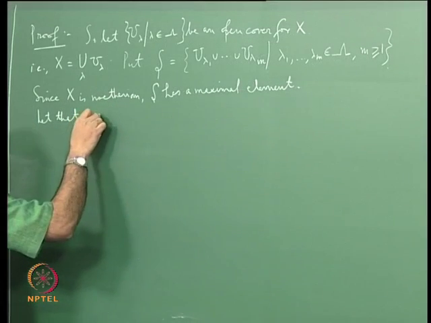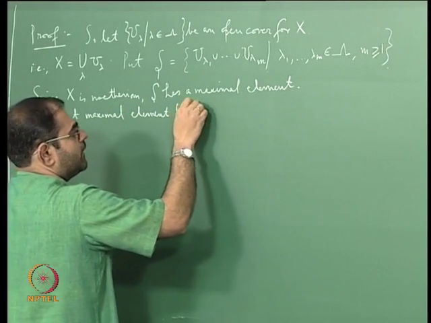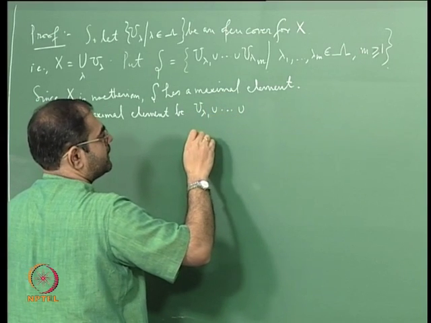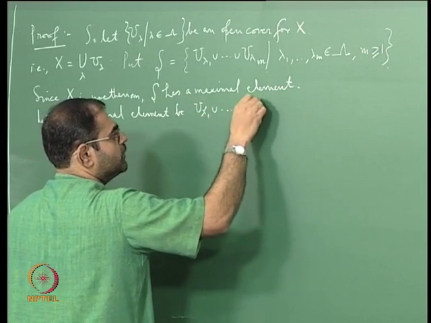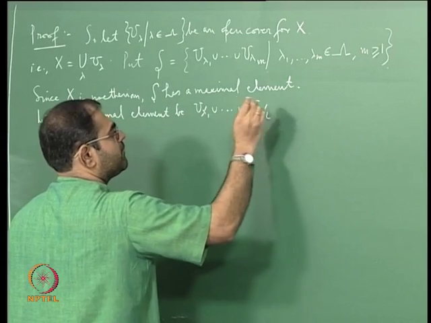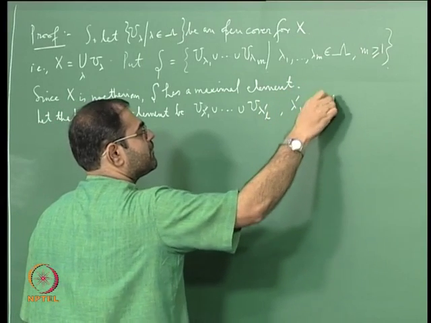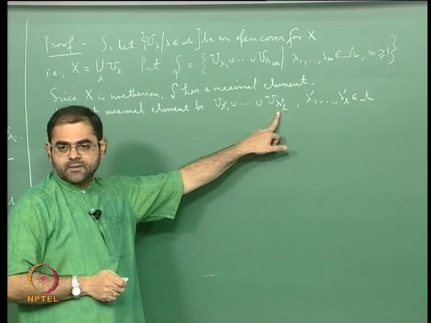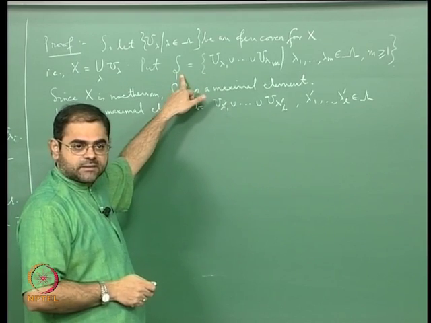Let that maximal element be U_{λ1'} union ... union U_{λl'}, where λ1' through λl' are all elements of Λ. So there is some finite collection of lambdas which I want to call λ1' through λl', and the corresponding open sets, and that finite union is a member of this collection, and that is the maximal element.